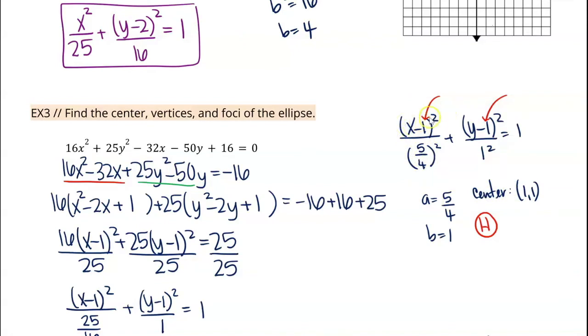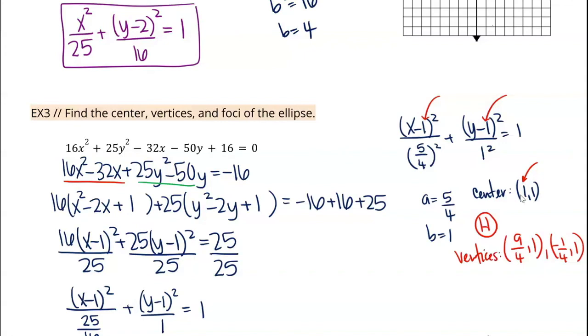And this is going to be a horizontal ellipse because the a value, the bigger number, is below the x stuff. So then our vertices will be 5/4 of a unit in the horizontal direction. So I'm going to change the x coordinate of the center by 5/4. So if I add 5/4 to 4/4, that'll be 9/4, 1. And if I subtract 5/4 from 1, or from 4/4, that'll be negative 1/4. So those would be the coordinates of the vertices.